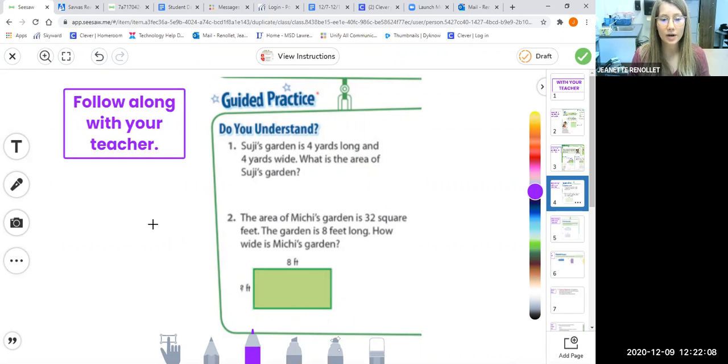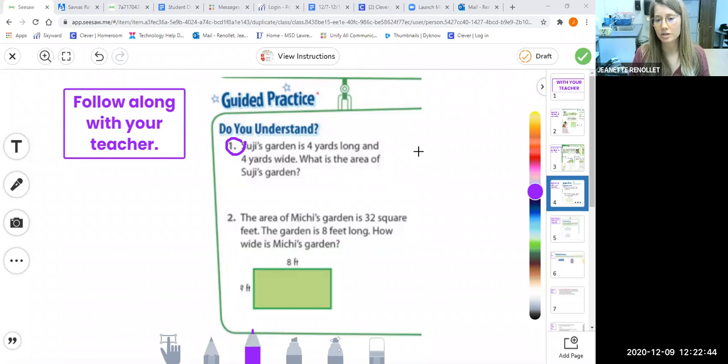On slide 4, we're going to work through these problems together as part of our lesson. You should be only on slide 4 working with me so that you're focused on instruction. Let's start with problem number 1. Problem number 1 says Suji's garden is 4 yards long and 4 yards wide. What is the area of Suji's garden?